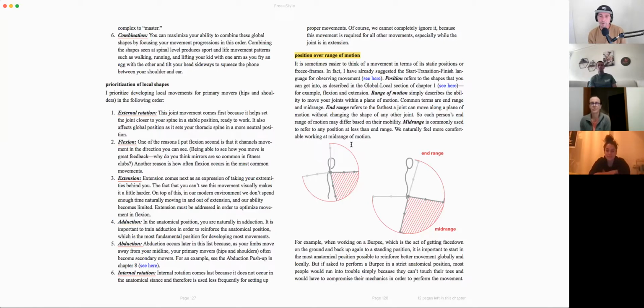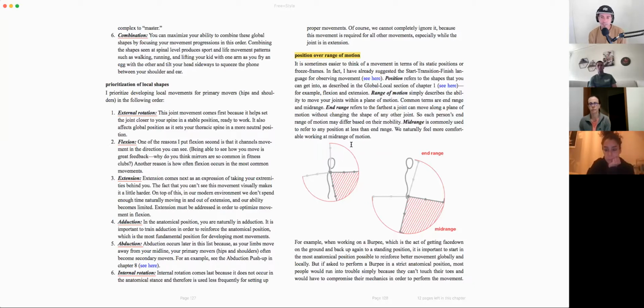Moving his shoulder from flexion to extension. Mid-range would be that which is outlined with red. It has those little red lines. And then end ranges would be all the way overhead and all the way behind the back.